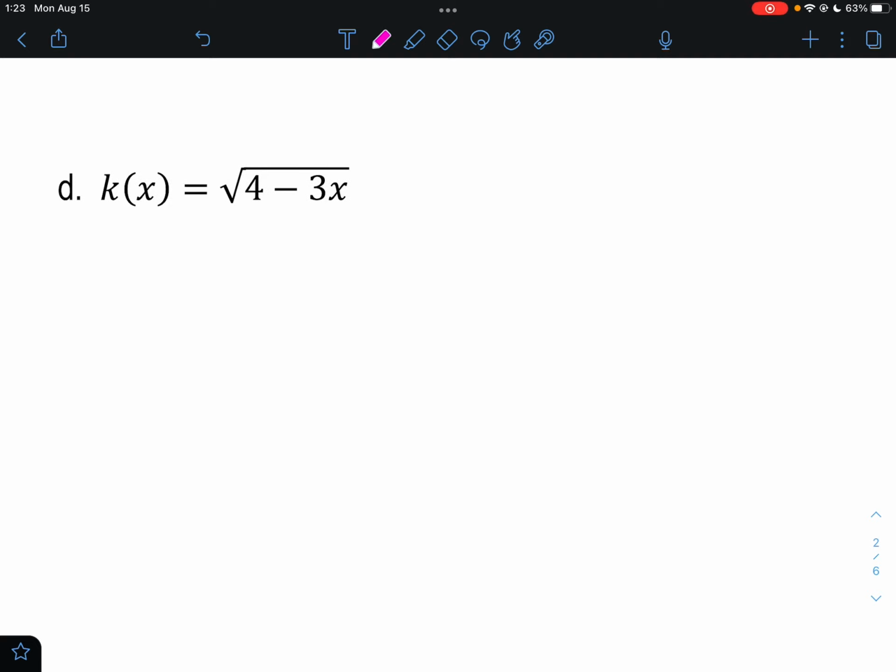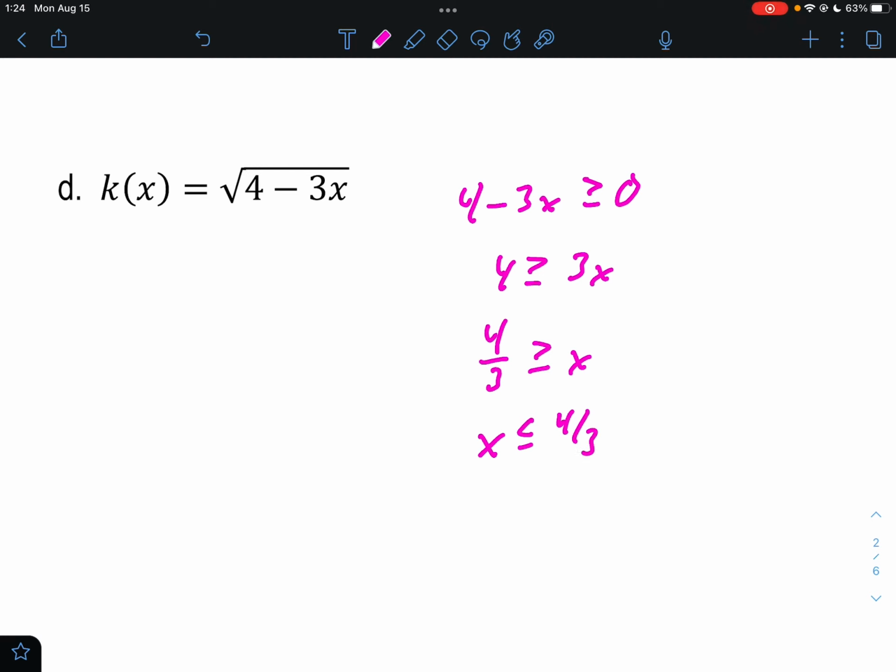Part D. All right, now we have a radical, so we can't have what's under the radical be negative. So we want to set what's under the radical to be greater than or equal to 0. If we solve this by adding 3x to the right, and then dividing by 3, we get x is less than or equal to 4/3. So in interval notation, that would be negative infinity to 4/3. And because 4/3 does make it 0, that's okay. We're going to put a bracket on there, so we're going to include 4/3.